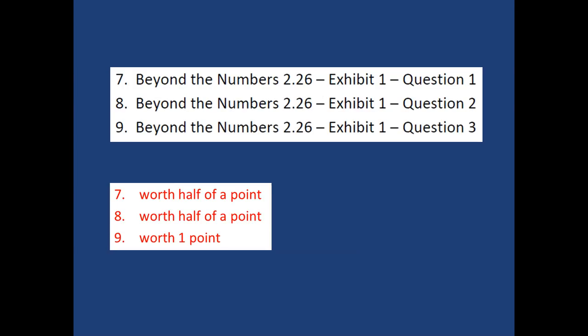Beyond the numbers 2.26, which is in the workbook on page 201, question 1 is effectively a 2-word answer where the second word is variability and the first word starts with an S. That one's not too bad, which is why it's only worth half of a point.